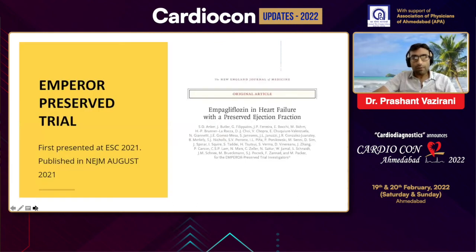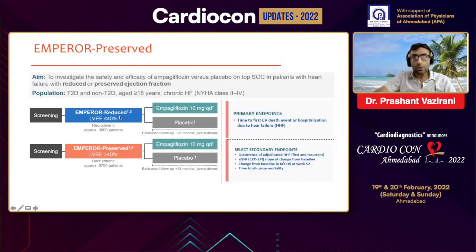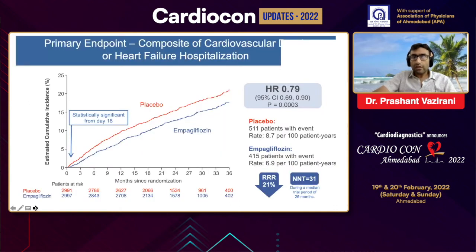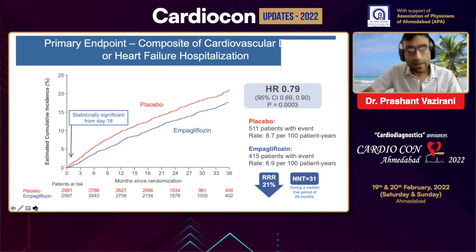Coming to the Emperor Preserved trial, Emperor Reduced was in EF less than 40, and this is Emperor Preserved, which was done in EF more than 40%. These patients were given empagliflozin 10 milligrams. It achieved its primary endpoint. This was the first trial in HFpEF which achieved its primary endpoint. A 21% relative risk reduction was seen with an NNT of 31, and it was statistically significant from day 18. So this was very exciting.